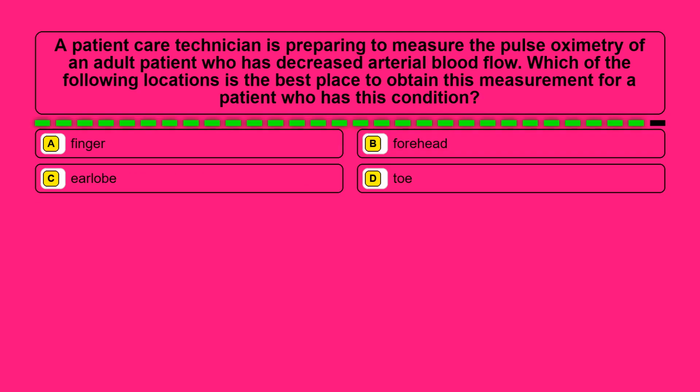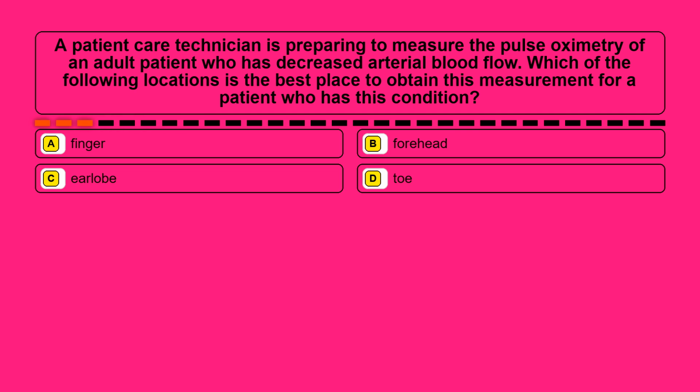Question 27. A patient care technician is preparing to measure the pulse oximetry of an adult patient who has decreased arterial blood flow. Which of the following locations is the best place to obtain this measurement for a patient who has this condition? Option A. Finger. Option B. Forehead. Option C. Earlobe. Option D. Toe.